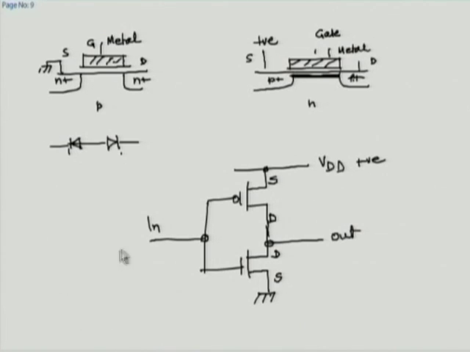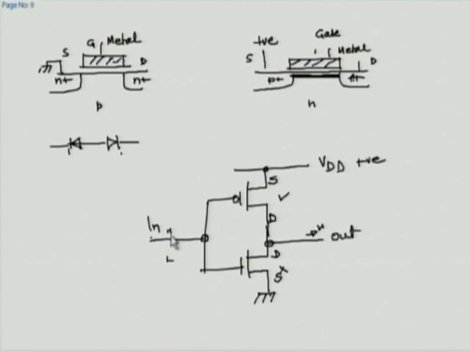Now if the input is towards the ground, then this guy turns off, but the gate is largely negative with respect to the source, which is at VDD. Therefore this guy turns on and the output becomes high. At the same time, if the input is low, meaning towards ground, that is what we have seen, that this guy is on, this is off, output is high.